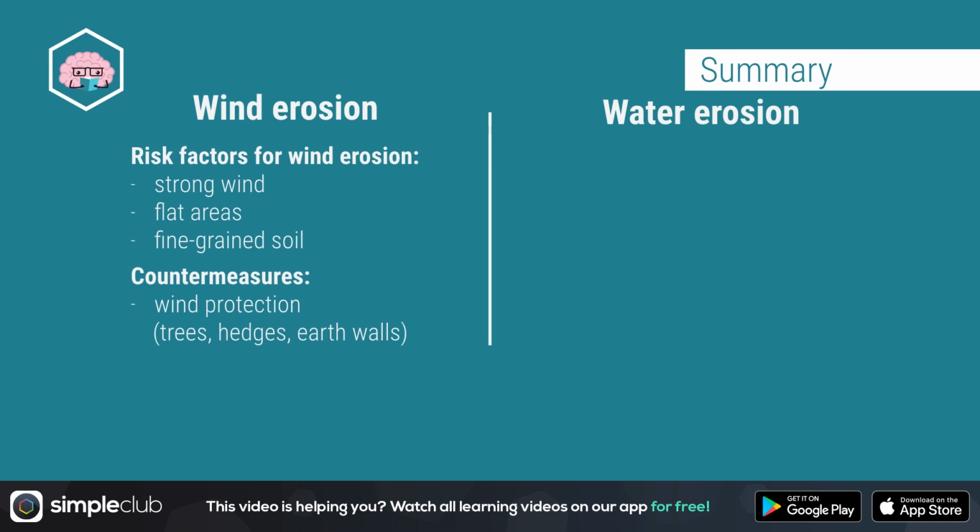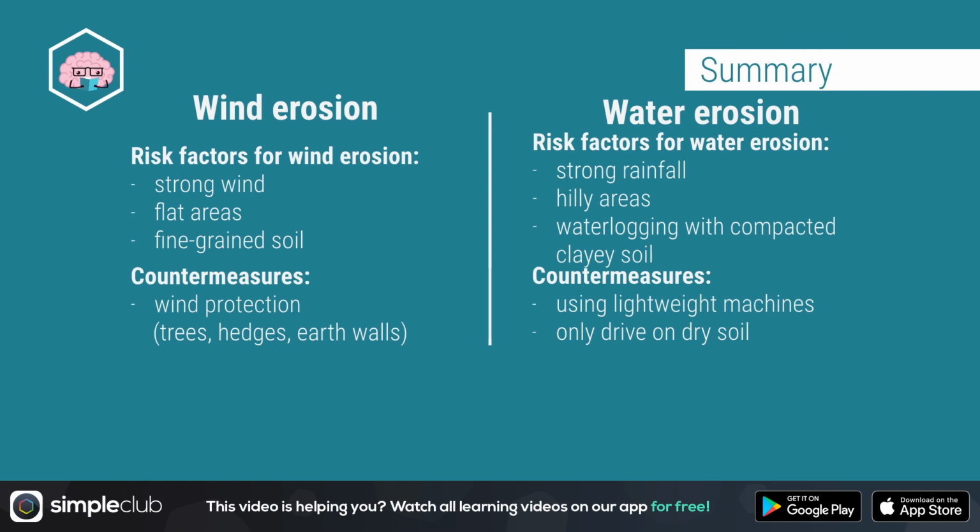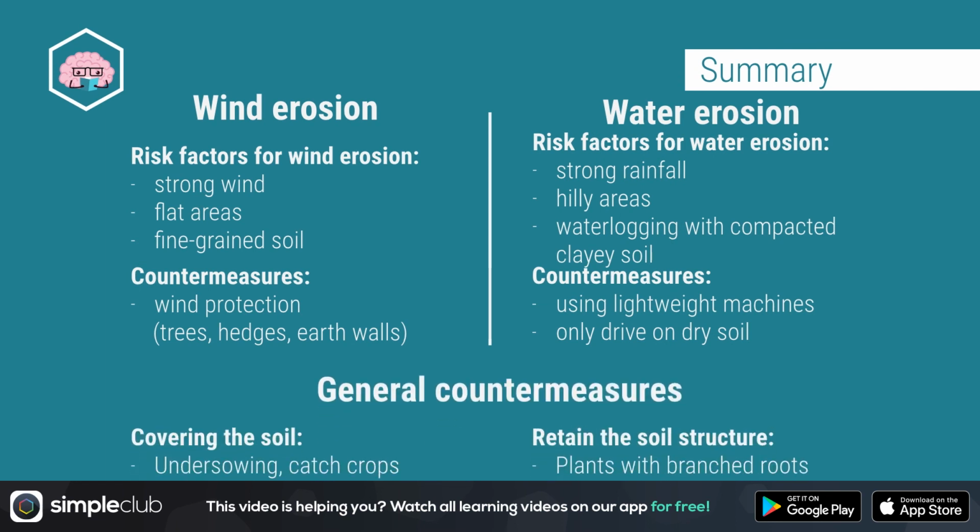Here you can find 3 short overviews. First, risk factors and countermeasures for wind erosion. Then, let's look at the same for water erosion. And we round everything off with a general overview of countermeasures. Just press stop if you want to jot them down.